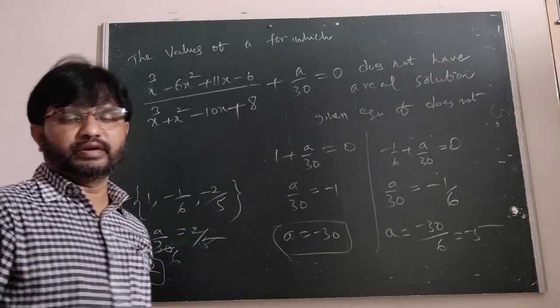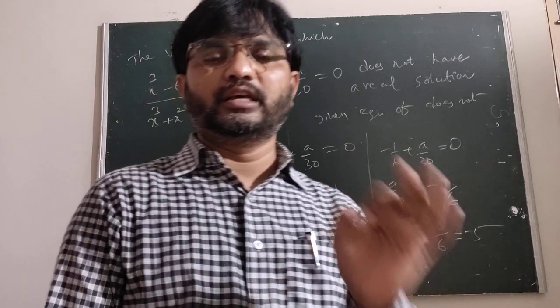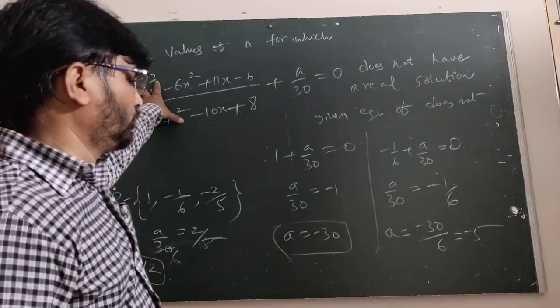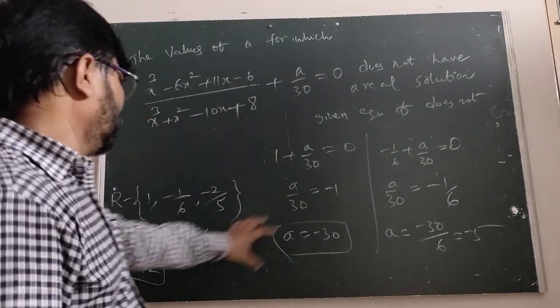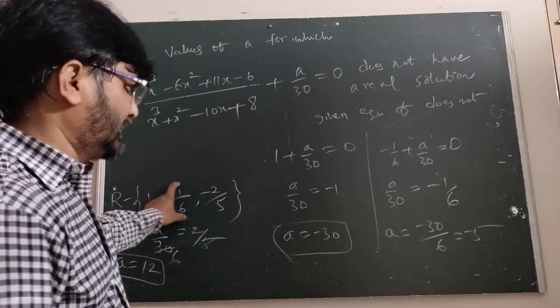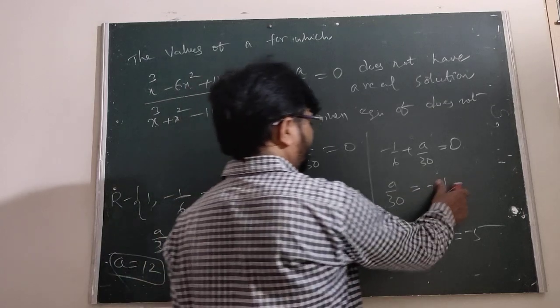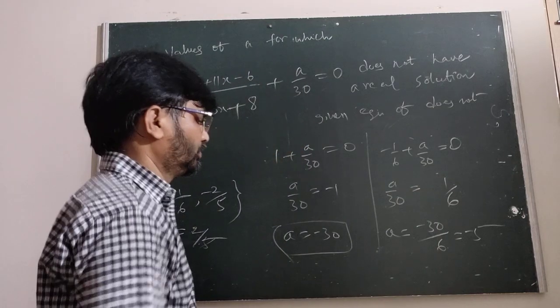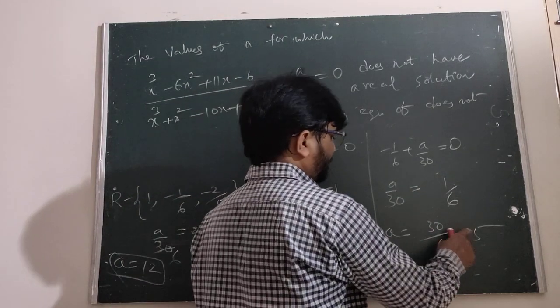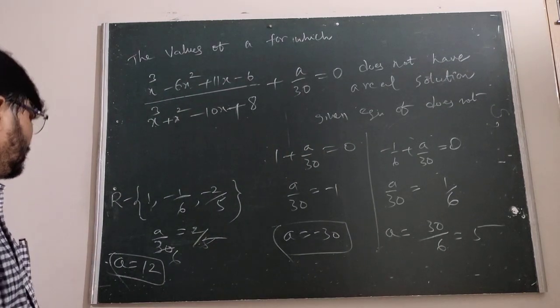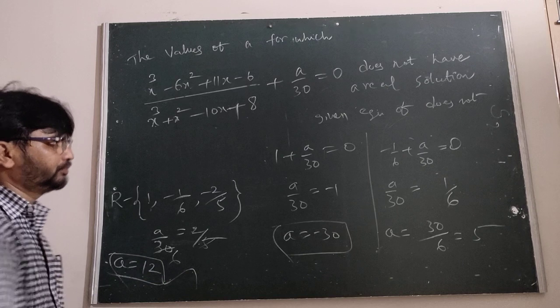So the given equation does not have a real solution. That means the image of the first function we are getting 1 and the other is minus 1 by 6. Sorry, minus 1 by 6 sent to the other side becomes plus 1 by 6. Therefore the answer is 5. Therefore a is minus 30, a is 5 and a is 12. Understand?